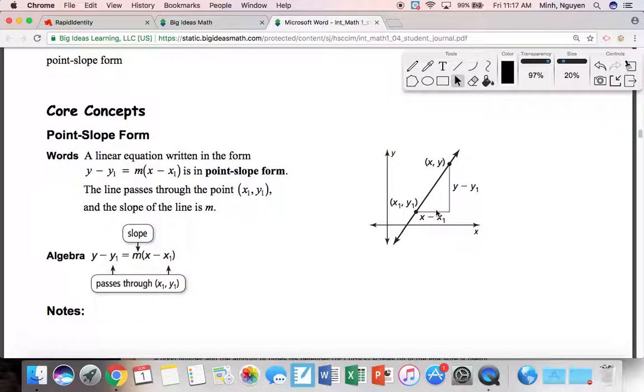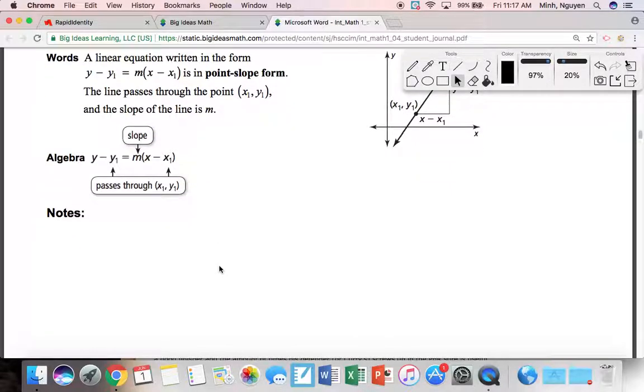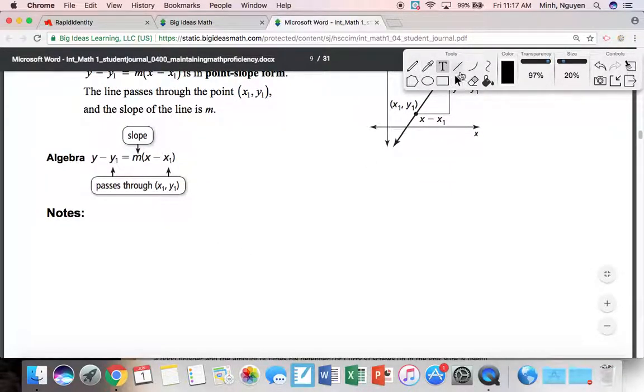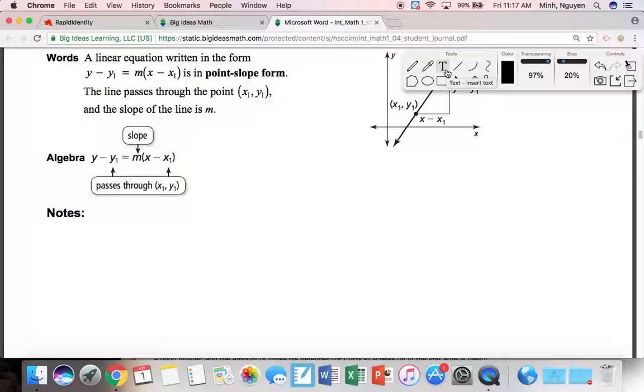Core concepts: point-slope form. A linear equation written in the form y minus y1 equals m times x minus x1 is in point-slope form. The line passes through the point (x1, y1), and the slope of the line is m. So really all you need is a point, and whatever point they give you, you will use that, and then a slope, and whatever slope they give you, you will use that.